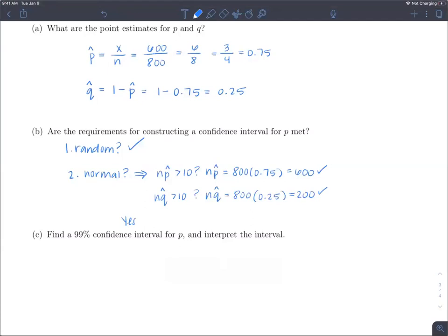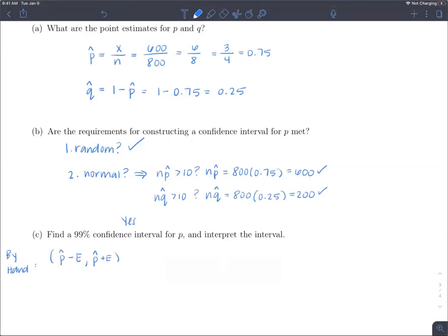Okay, so for this next part of the example, finding the confidence interval, what we can do is do it by hand by finding the critical value and finding p hat plus e and p hat minus e. So that's one way of doing this. This is by hand. But let's say you didn't want to do it by hand and you wanted to do it with your calculator.